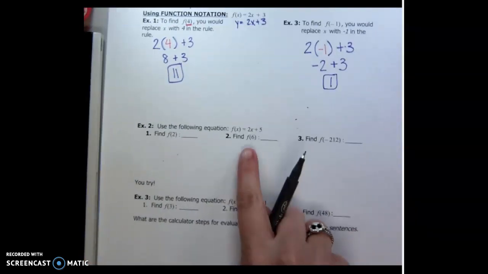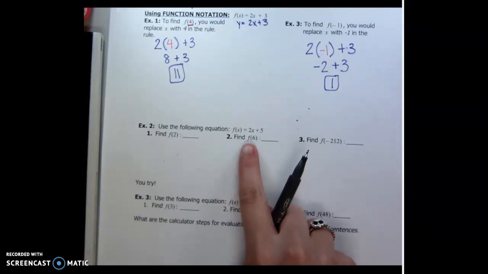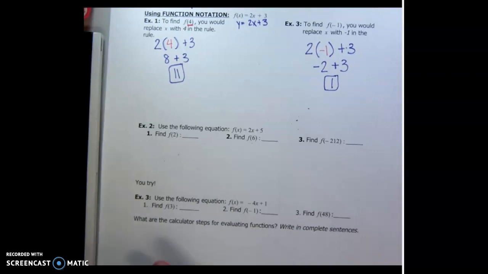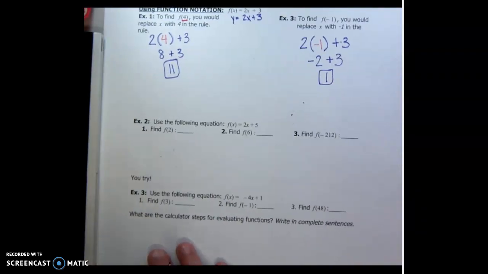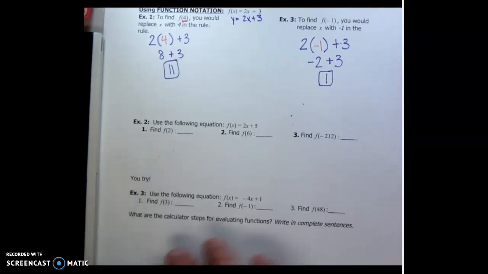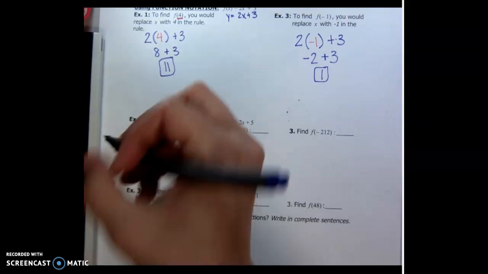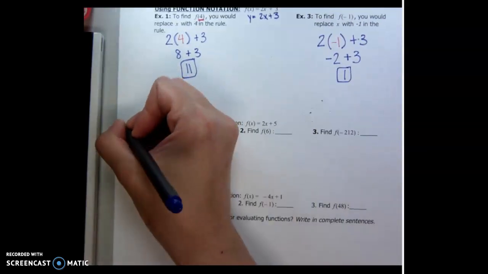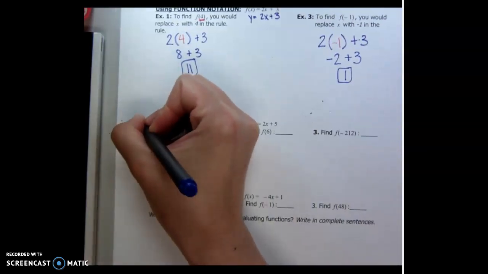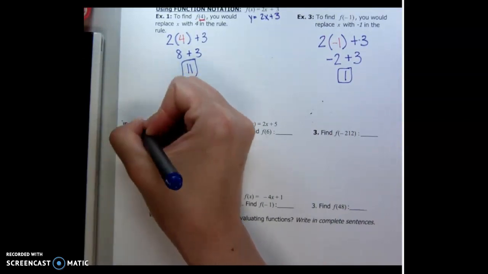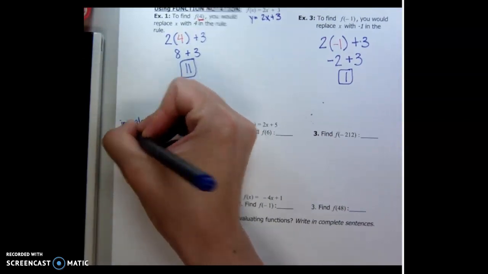Now we're going to use the following equation: f of x equals 2x plus 5. They give us a new rule. So now I'm going to show you how to do it a different way. This is in the calculator. We're going to add a graph. I'm going to write the steps down. In calculator, add graph.